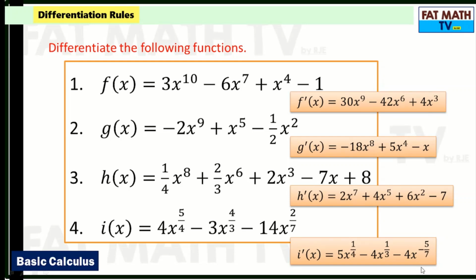If you want a positive exponent here, you can put x raised to 5/7 at the denominator, and the exponent will be positive.